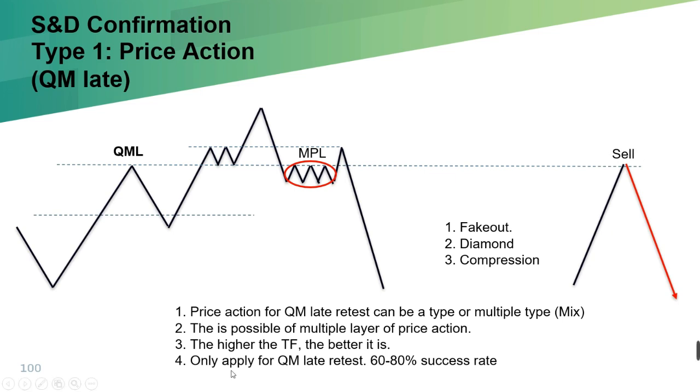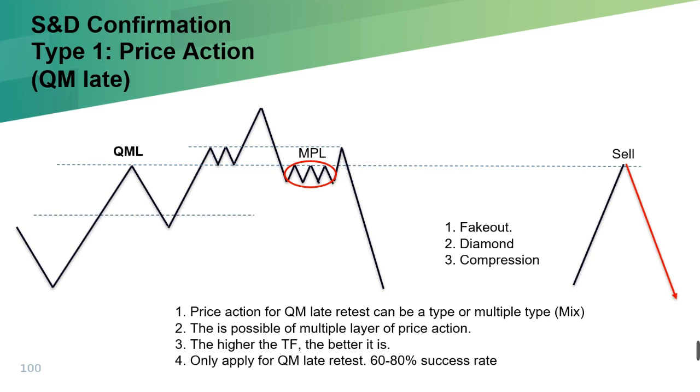This only applies to QM late retest, and the success rate is 60 to 80%. It's quite high, provided you have backtested it. If not, you tell me, I don't know, I can't see the fake out, I can't see the diamond, I can't see the compression. So there's no point going into this kind of trade.